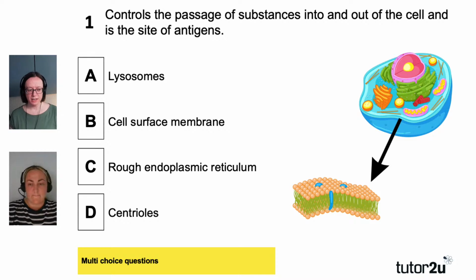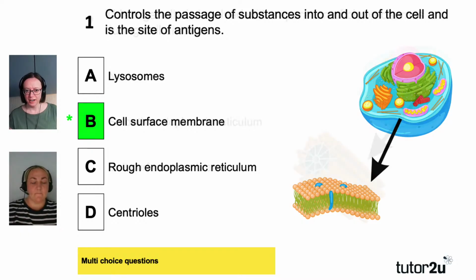I think this one's quite a nice, straightforward one to kick us off. Do you know what this one is, Charlotte? I do, yes. I'm hoping somebody else is going to be brave enough to answer though. I'm not sure. They're all very quiet today. They are. I would definitely say that it's B. Yep. Because it's your cell membrane.